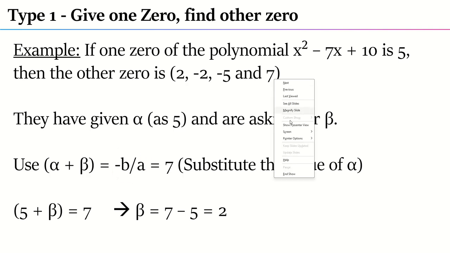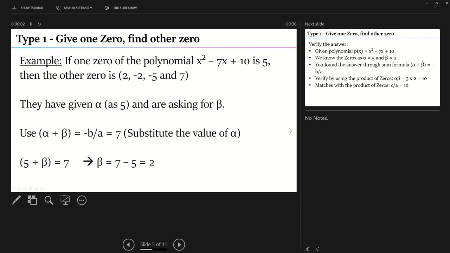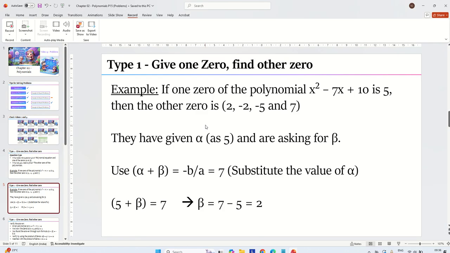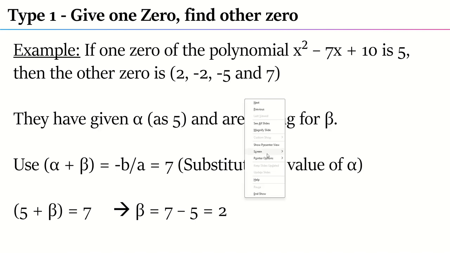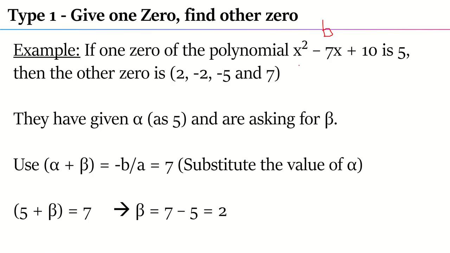In this problem, b is equal to minus 7, a is equal to 1. So minus b by a is minus 7 divided by 1, which is equal to 7.